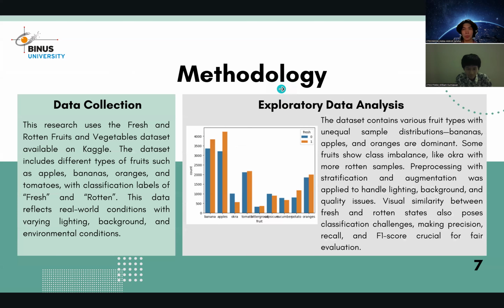Next, these are the dataset details. We use Kaggle datasets of fresh and rotten fruit like apples and bananas and etc. It had class imbalance and lighting variations, so we applied stratification and augmentation. This helps the models deal with real-world image issues.